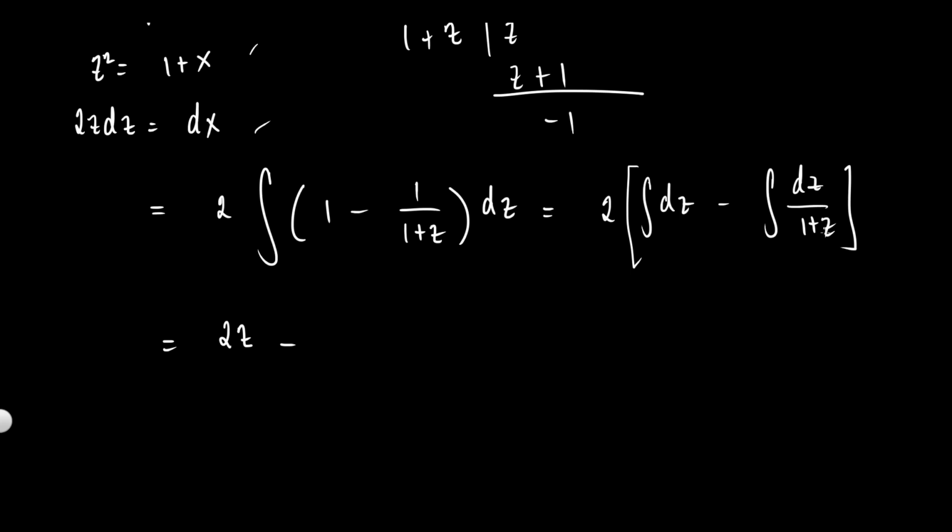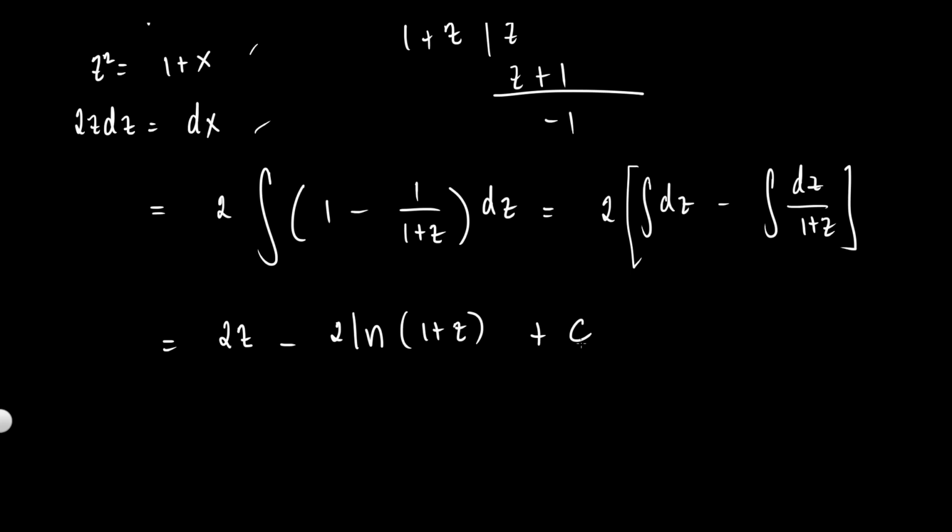Do you remember? ln. So, du over u is ln u plus c. Okay? So, du over u, yes. So, ln of u, or 1 plus z. But there is still a 2, right? Times 2. So, 2 ln of 1 plus z plus constant of integration, c.